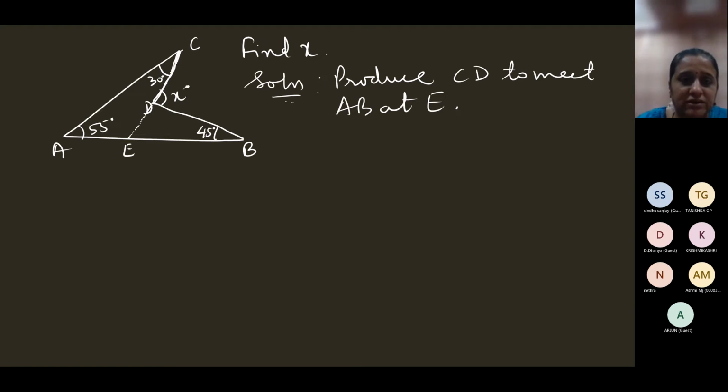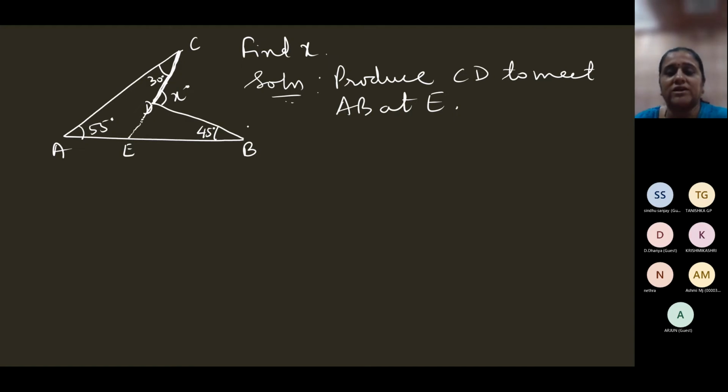This is the line segment CD. Produce it to meet AB at E. Use dotted lines for producing. Is that clear? Please draw the figure again. This is the question figure, and I have done the construction in the question figure itself.